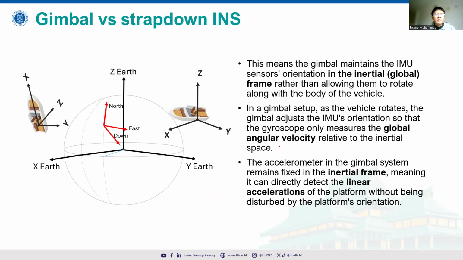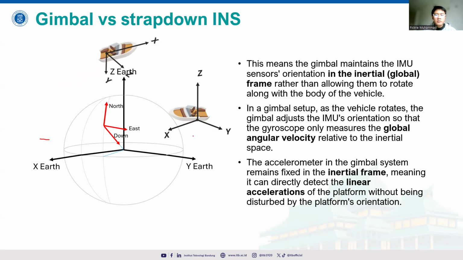So for example here, the gimbal versus strap-down INS. In the gimbal setup, as the vehicle rotates, the gimbal adjusts the AUV orientation so that the gyroscope can measure the global angular velocity relative to the inertial space, as we know, right? In the strap-down system, where the vehicle is rotating, the frames will always follow the vehicle movement or the vehicle rotations. So the frames will always change when it moves during the course of the trajectory.